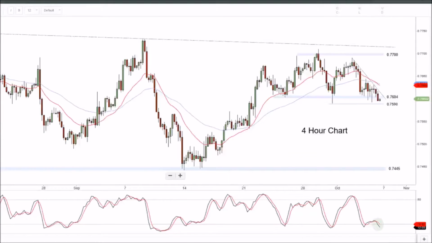Okay, we've got the Aussie dollar 4-hourly chart here. It is interesting. It looks like it is potentially rolling over.